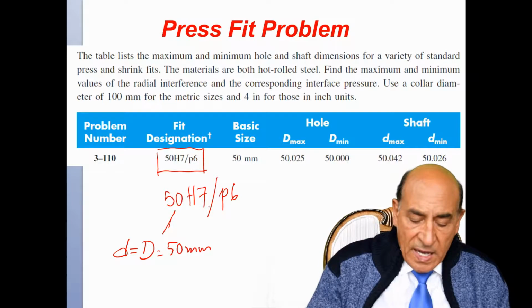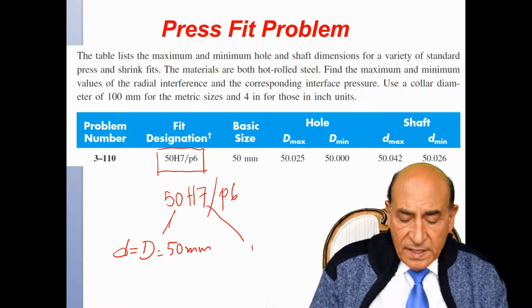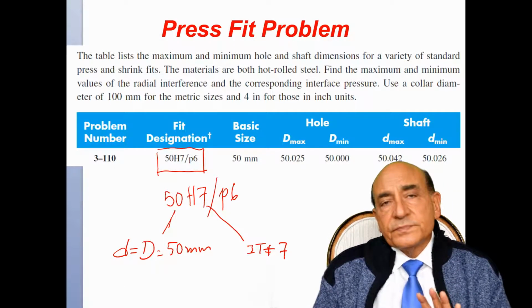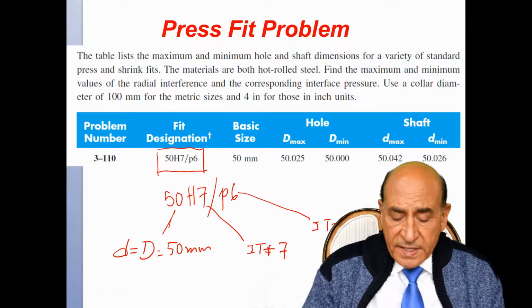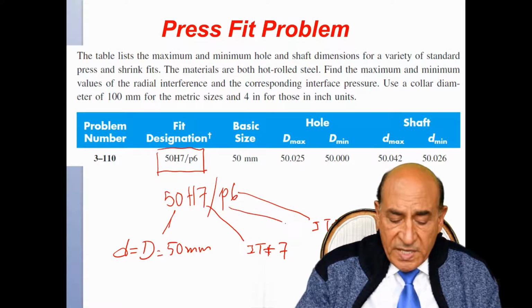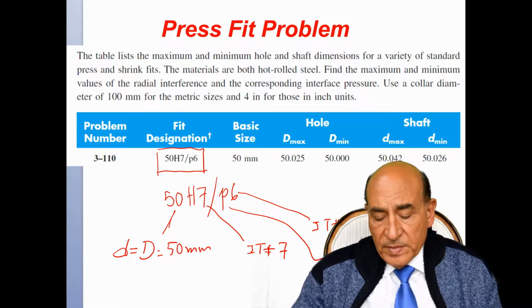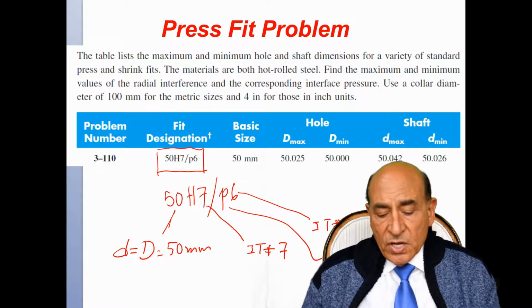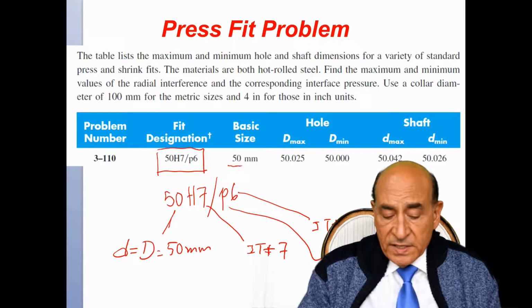And the 7 is IT grade 7 for the tolerance of the hole, and the 6 is IT grade 6 for the tolerance of the shaft. And the P code translates to the fundamental deviation. So with these 3 numbers, the dimensions are already computed and given to us here.